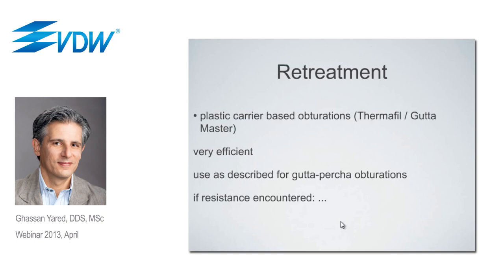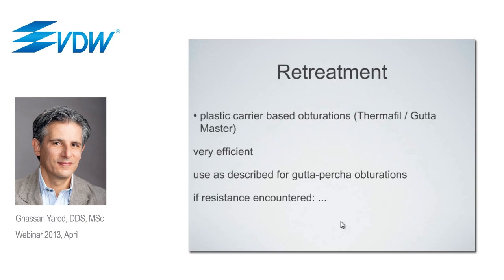The Reciproc instruments are also very efficient for the retreatment of plastic carrier-based obturations like Thermafil or GuttaMaster or, right now, the One Gutta or GuttaFlow. These instruments are used in the same manner, exactly like we did for an initial canal preparation or for the retreatment. So the bulk of the gutta-percha is removed from the coronal third with a heat carrier or with an ultrasonic tip. Then the instrument will be used in the canal in the same manner to remove the carrier.